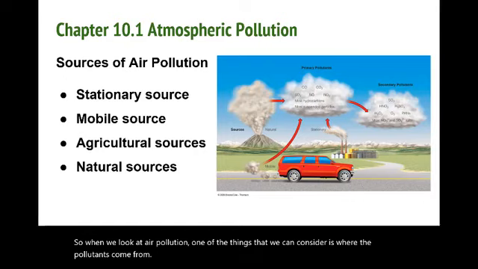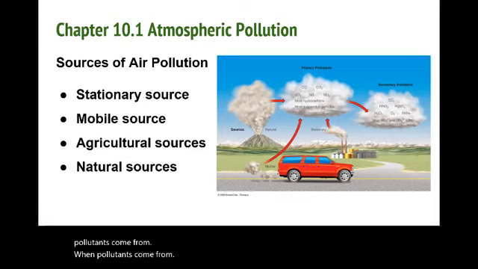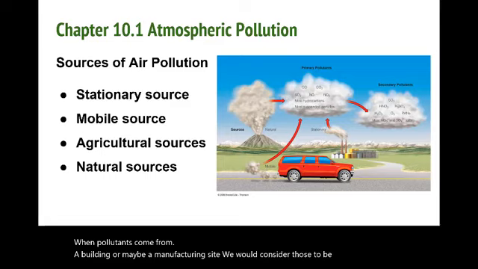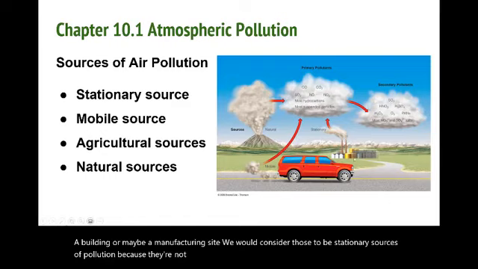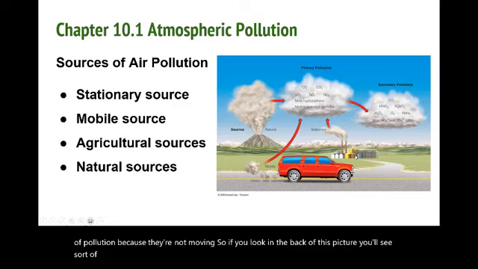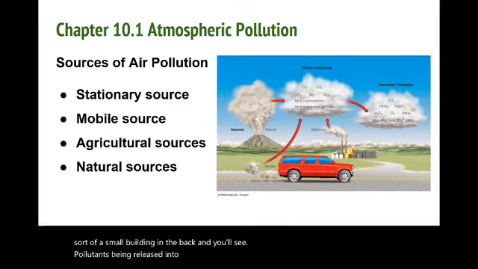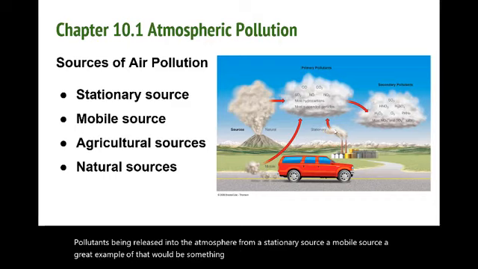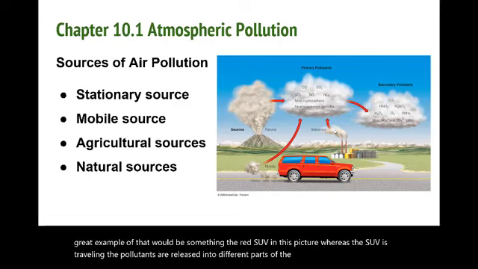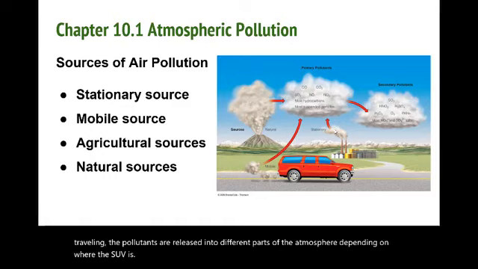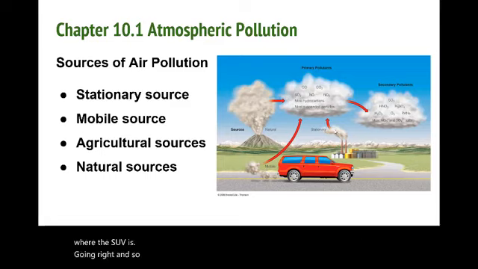When pollutants come from a building or maybe a manufacturing site, we would consider those to be stationary sources of pollution because they're not moving. So if you look in the back of this picture, you'll see a small building in the back, and you'll see pollutants being released into the atmosphere from a stationary source. A mobile source, a great example of that would be something like the red SUV in this picture, where as the SUV is traveling, the pollutants are released into different parts of the atmosphere depending on where the SUV is going, right? And so it doesn't necessarily stay in one stationary spot.